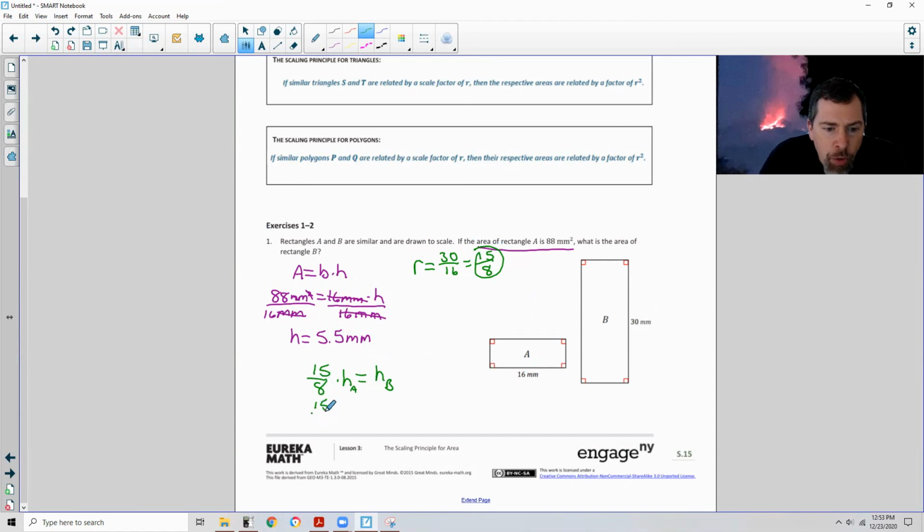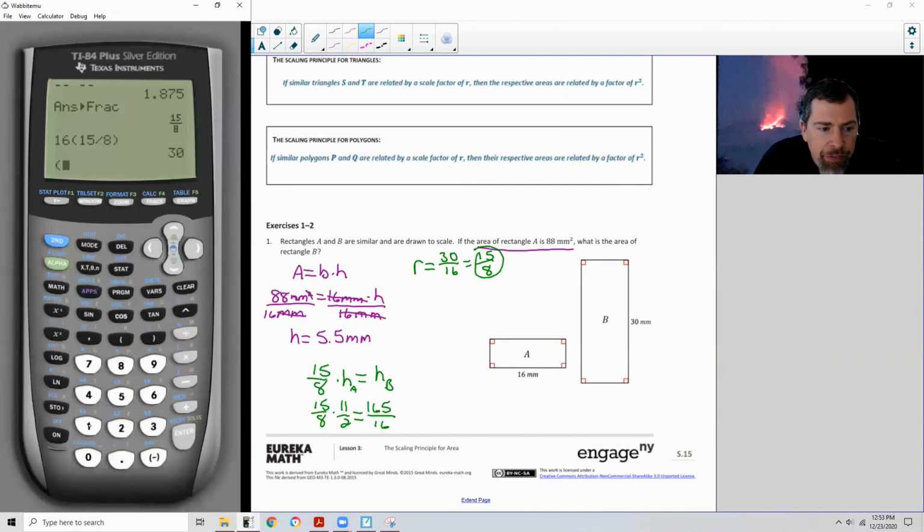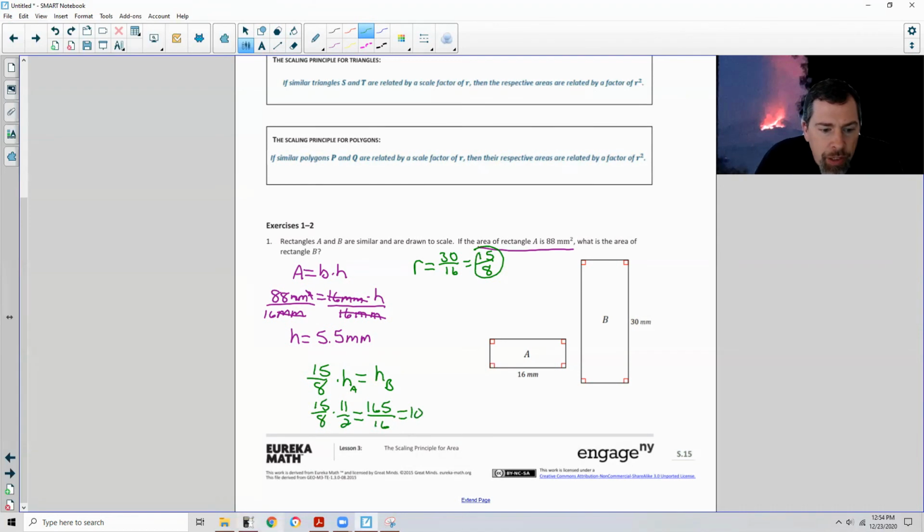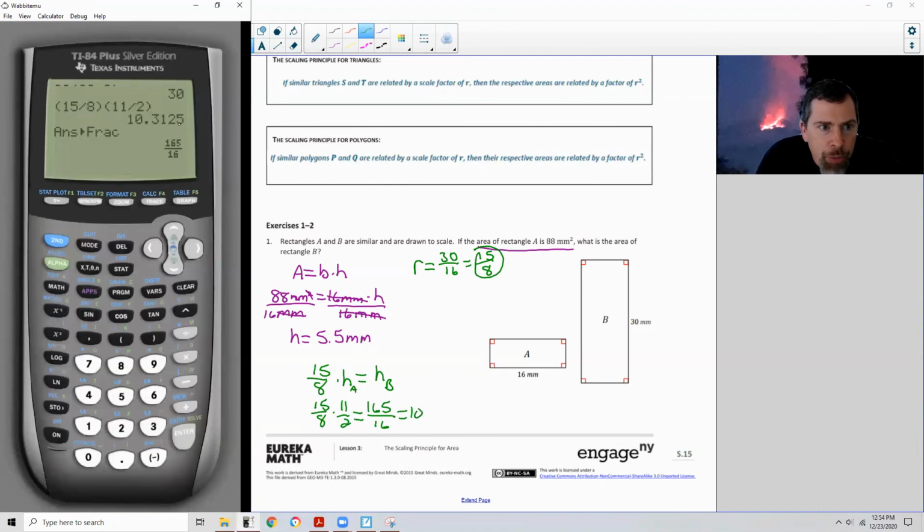So 15 over 8 times 5.5. Let's make that a fraction. 5 1/2 is 11 halves, and that's going to equal 165 over 16. Okay, and I'll check that. 15 divided by 8 times 11 divided by 2 will give me 10.3, which is 165 over 16. So did it come out to be exactly 10.3? 10.3125.